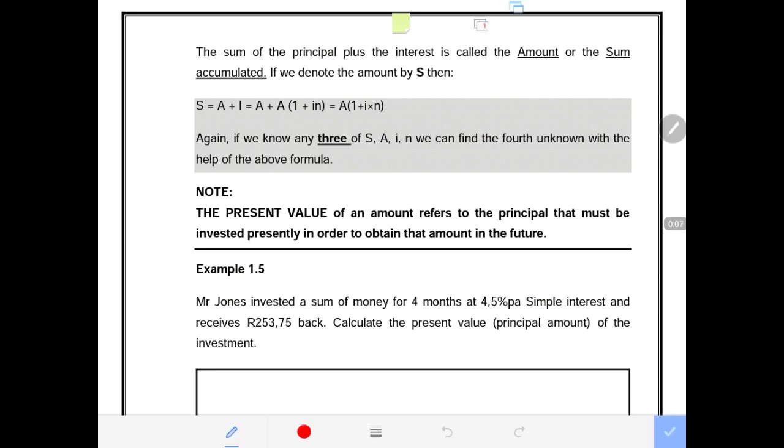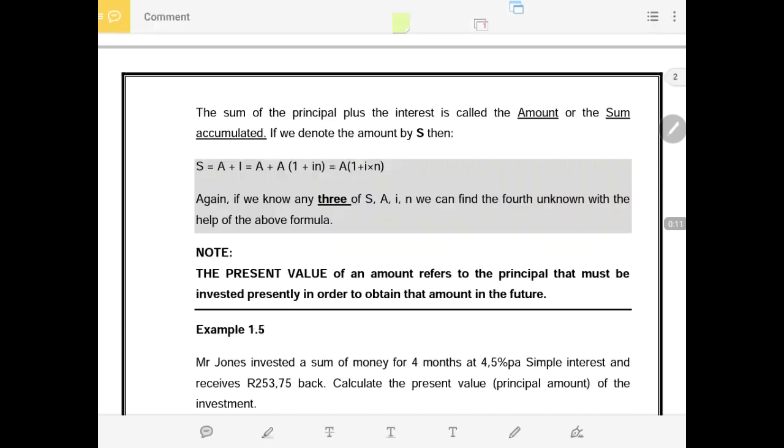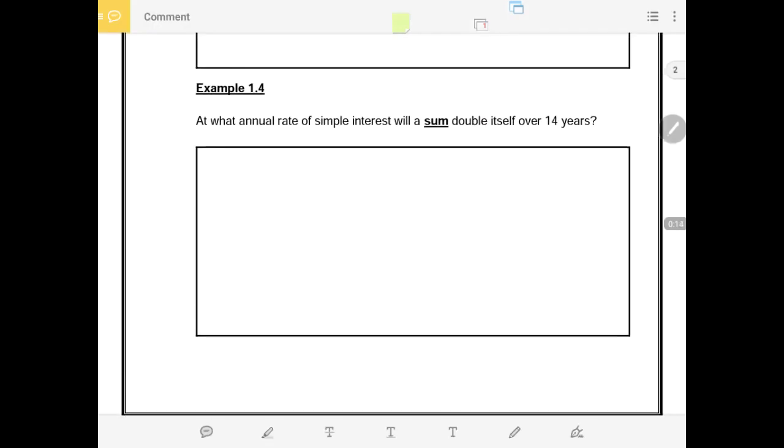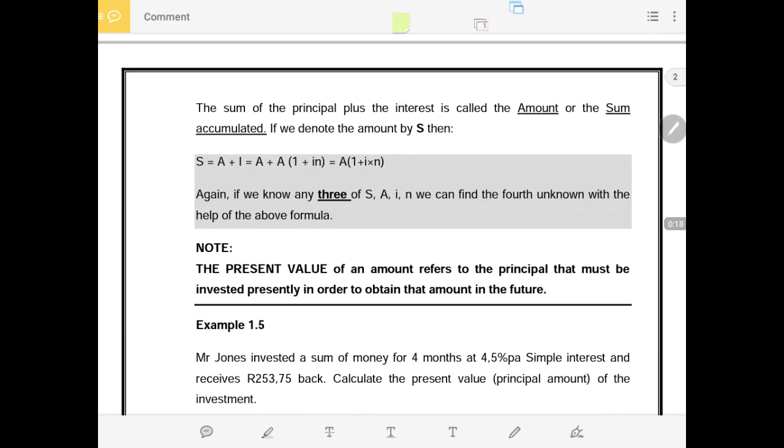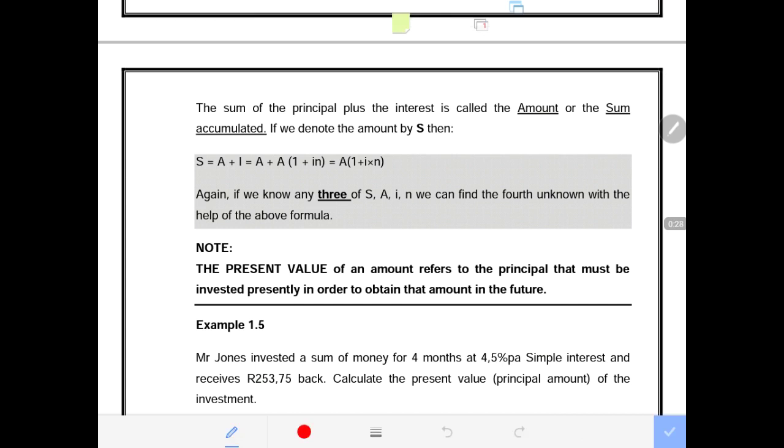We still continue with the topic of simple interest, and previously we did example 1.4. Now I'm looking forward to doing the next three examples within a period of 45 minutes. We were about to focus on the future value of an amount borrowed or invested, which is denoted as sum accumulated.